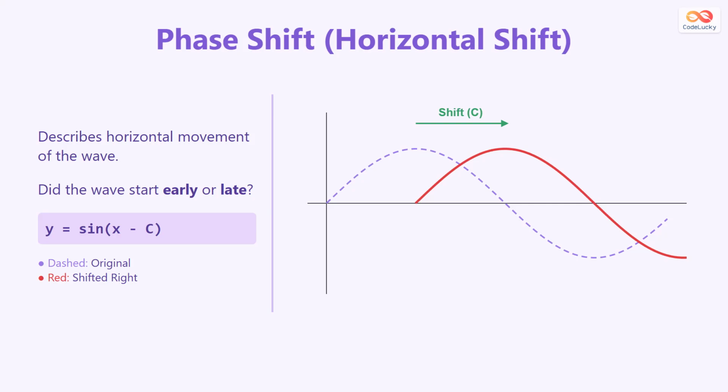Sometimes a wave does not start exactly at 0. We call this a phase shift. By subtracting a value, c, inside the function, we move the entire graph to the right or left. It allows us to model things that have already started moving before we hit the stopwatch.